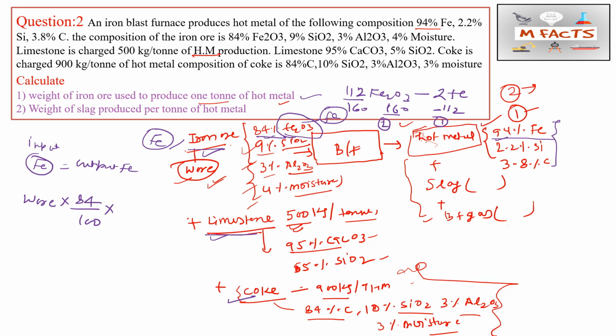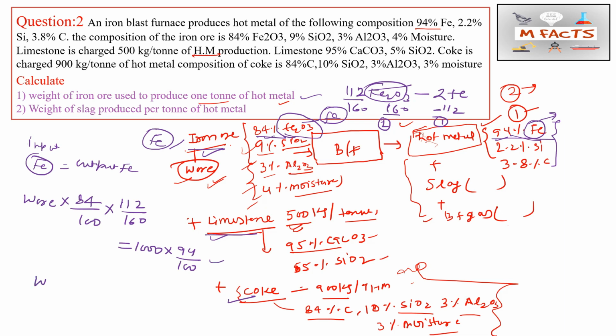So what will we do? We will multiply it by 112 by 160, and that is equal to the hot metal. Hot metal is 1000 kg multiplied by 94% Fe. In hot metal, 94% is Fe, so 94 by 100. We will directly write 94 by 100. We will not do anything else, because this is present in metallic form, not in compound form. If it were in compound form, we would convert it similarly to how we did in the iron ore part. So here we can write directly.